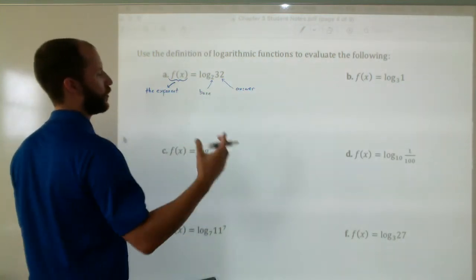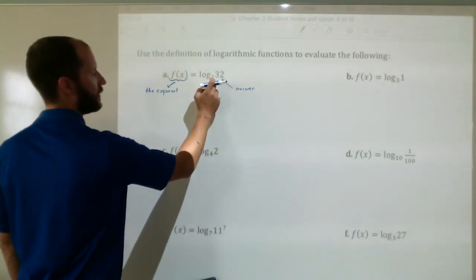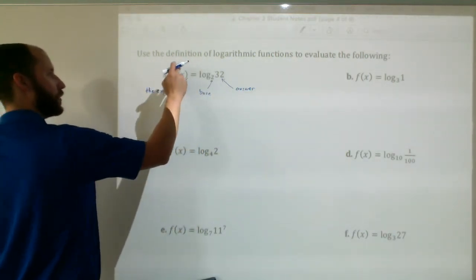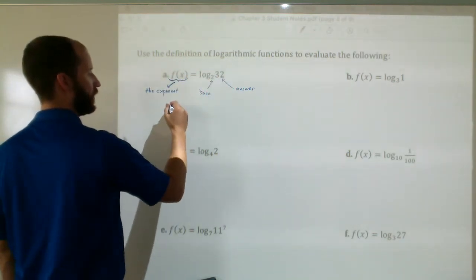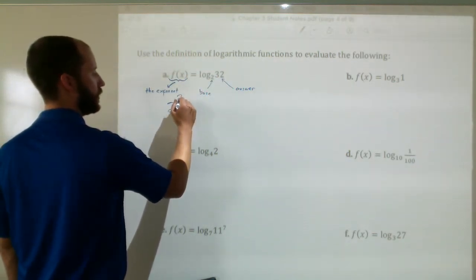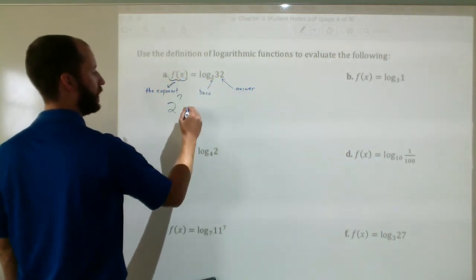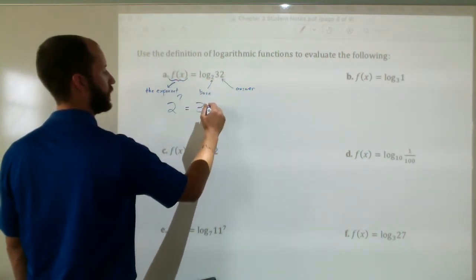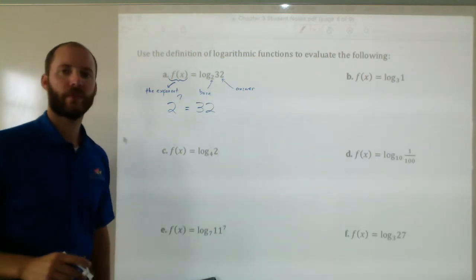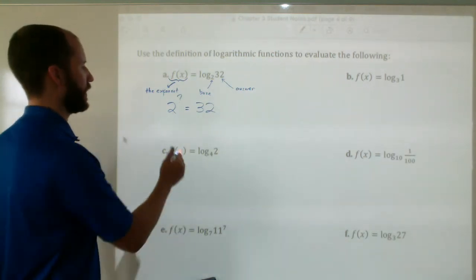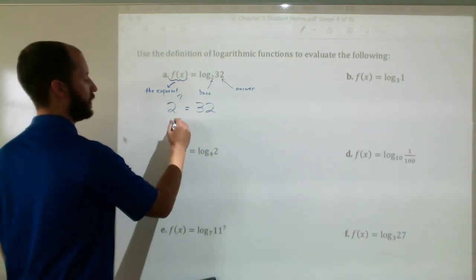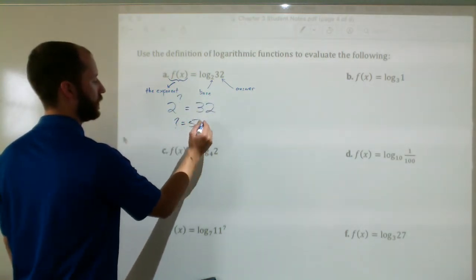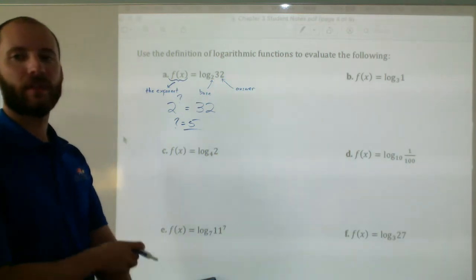So it's like a crossover. The base, go across the equal sign, the base to the exponent gives me the answer. So 2 to what power, crossover, equals my answer, 32. And from there it's pretty straightforward. What number, 2 raised to what power, gives you 32? Well, of course, that would be 5, and that's your answer.